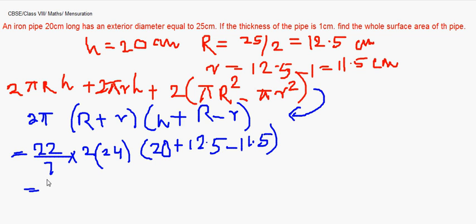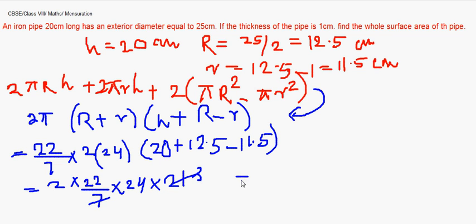Or I continue here as 2 into 22 by 7 into 24, and this bracket part we solve, this is 1, so it is 21. And if you solve this, it becomes 2 into 22 into 24 into 3, and that's giving me 3168 centimeters square.